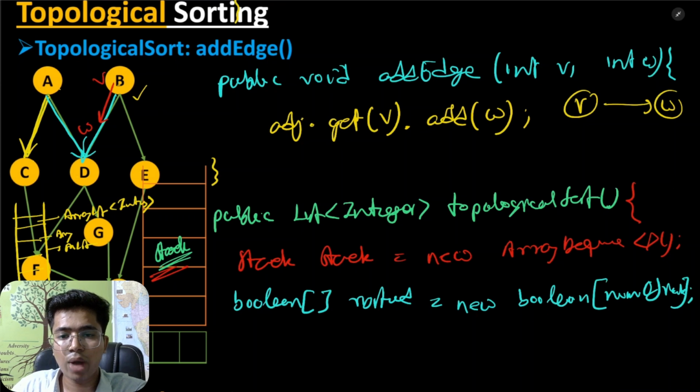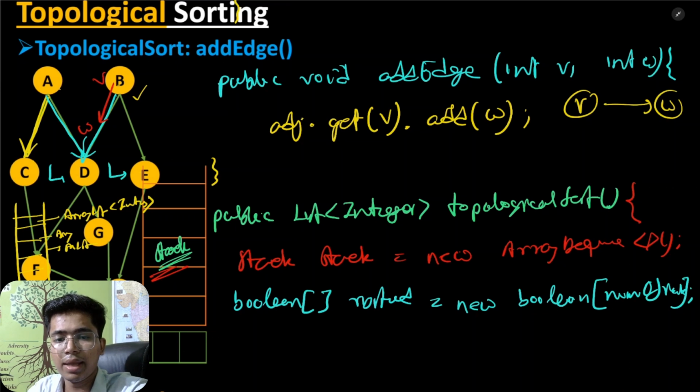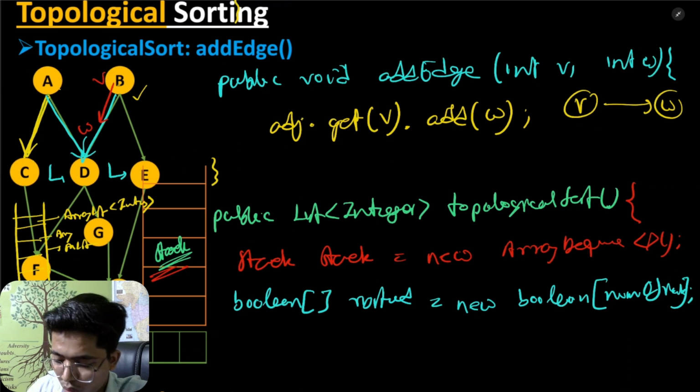So now the next step is we have to perform DFS for all unvisited vertices. If a vertex is not visited, we have to perform DFS, and for that we'll be utilizing our topological sort util function. So let's write it. Now we'll be performing DFS for all unvisited vertices, so we'll be writing it like this.